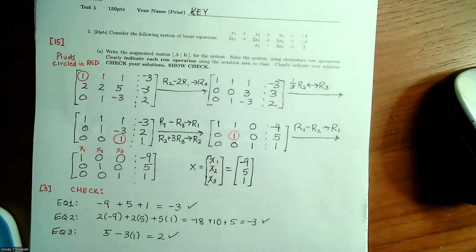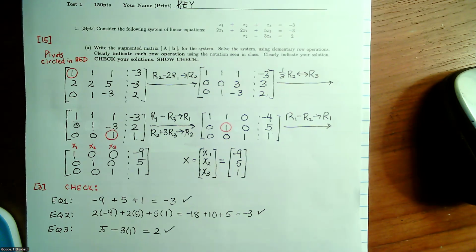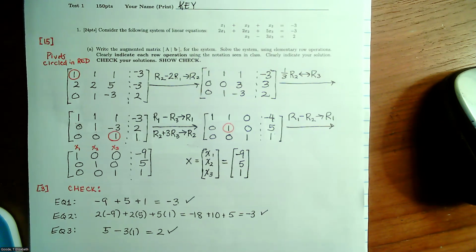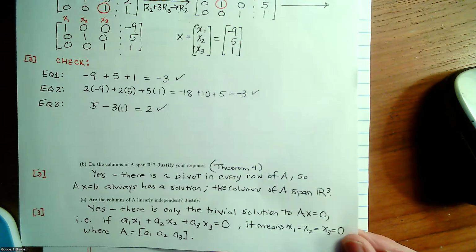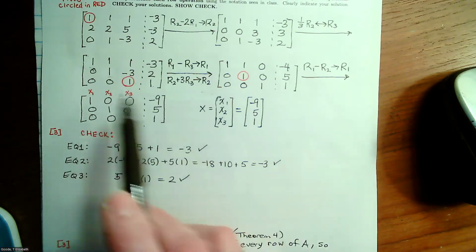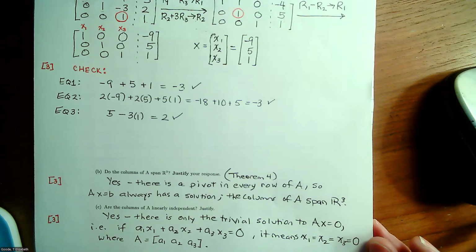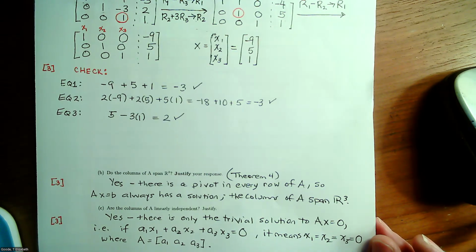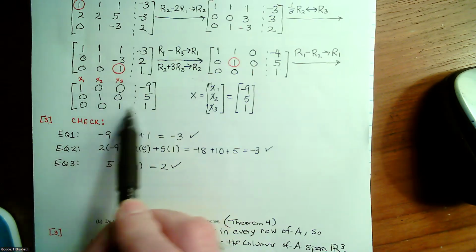This is the key to the first question. I am going to post this key. I just haven't had a chance to do that yet. So this was the first question where it was just basically row operations. It took about five or six of those, depending upon how you did them. And because there was a pivot in every row and every column, the columns of A do span R3, and the columns were linearly independent because we didn't have any free variables. It reduced to the identity.